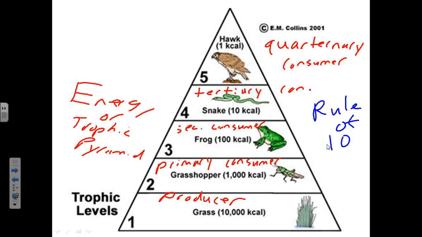Think about how many hawks you've seen around here. Not that many. There can't be that many hawks around here because there's not enough what? There's not enough snakes, and there's not enough snakes because there's not enough frogs. Where I'm going is that as you go up this pyramid, there's less and less numbers of these things, mainly because there's less and less what? Energy. It's all about energy.